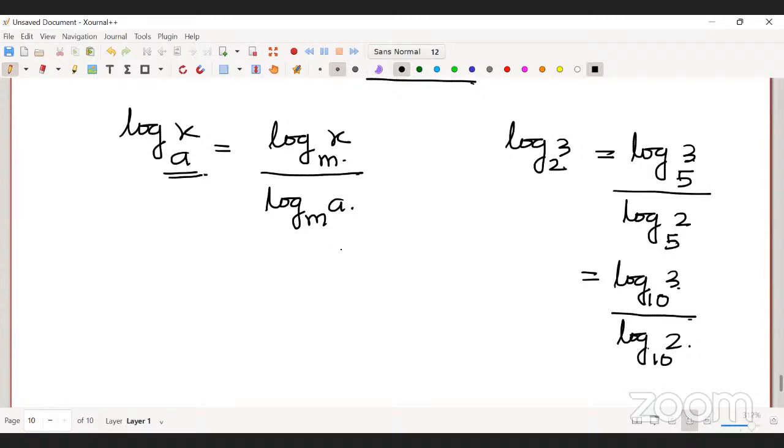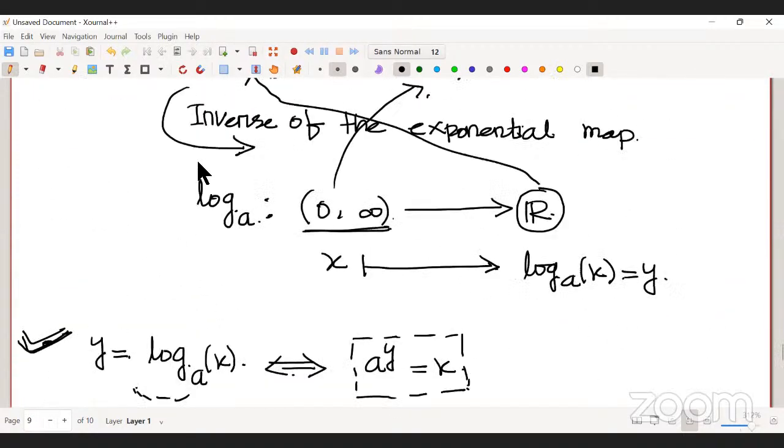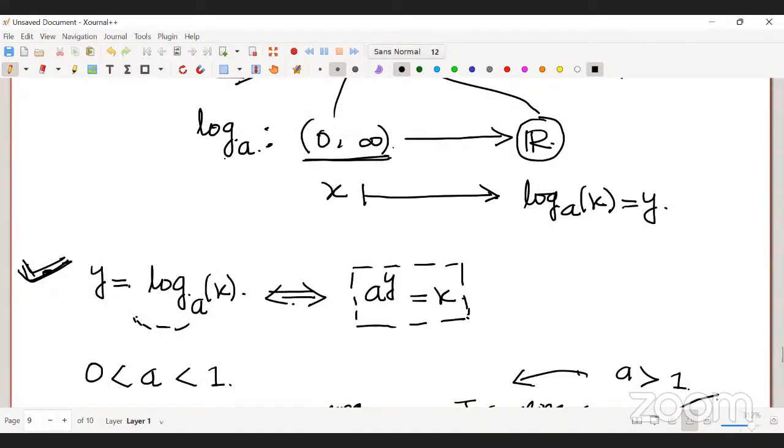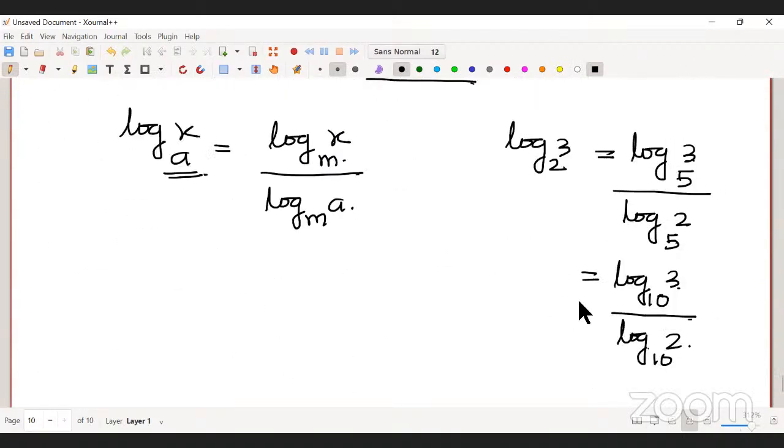So this change of base formula, and the first one, using these two properties, you can solve most of the problems in logarithm. The next thing is, if you have some doubt, then we can start solving all these questions related to week 5, 6, 7, 8, whatever you have.